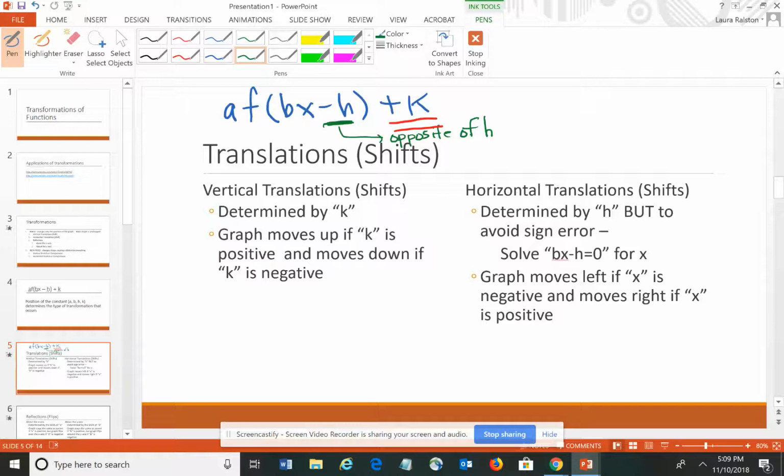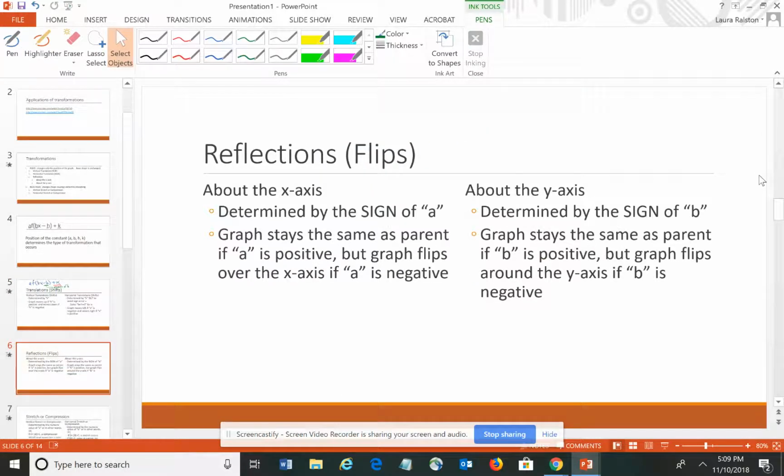All right. Next, we're going to talk about the reflections, or sometimes they're also called flips. And again, thinking about our generic expression here, the reflection on the x-axis is determined solely by the sign on a. I really want to focus on whether that value out in front of the function is positive or negative. If it's positive, nothing's happening. It's the same as the parent or the basic function that you're given.